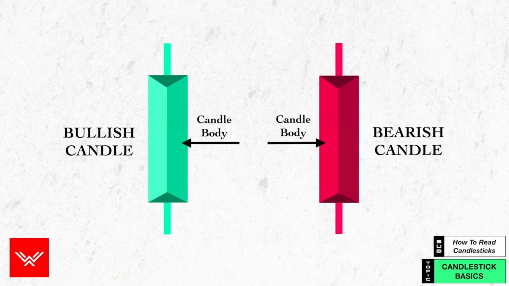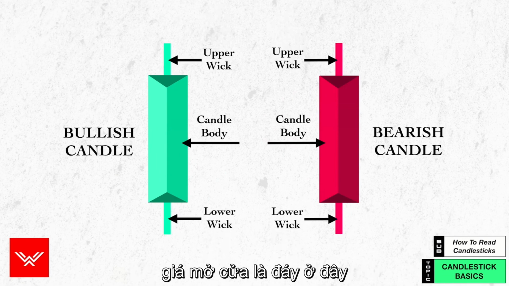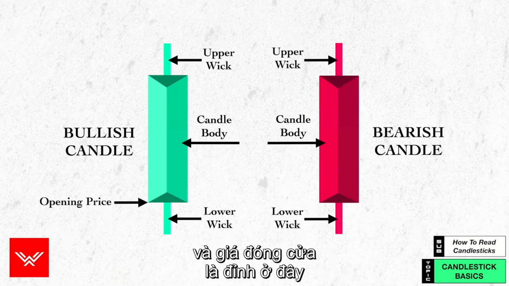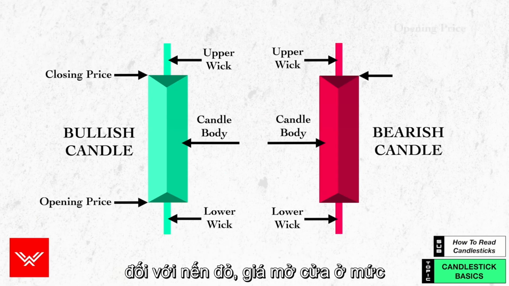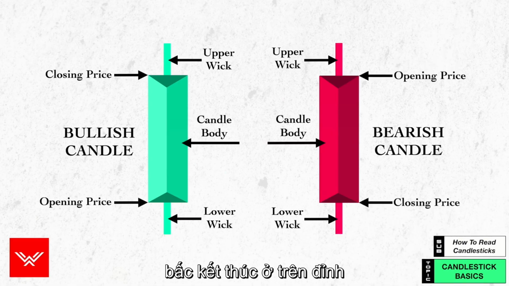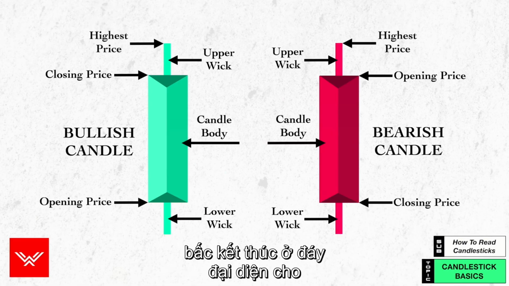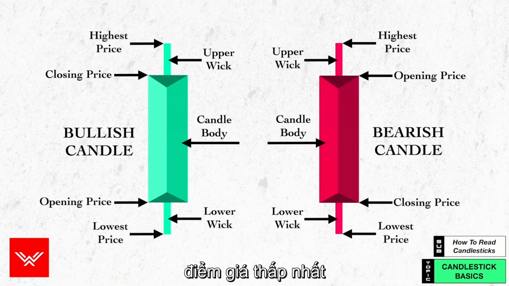This here is the candle body. These here are the candle wicks. For green candles, the opening price is at the bottom here, and the closing price is at the top here. For red candles, the opening price is at the top here, and the closing price is at the bottom here. The wick ends at the top represent the highest price point. The wick ends at the bottom represent the lowest price point.